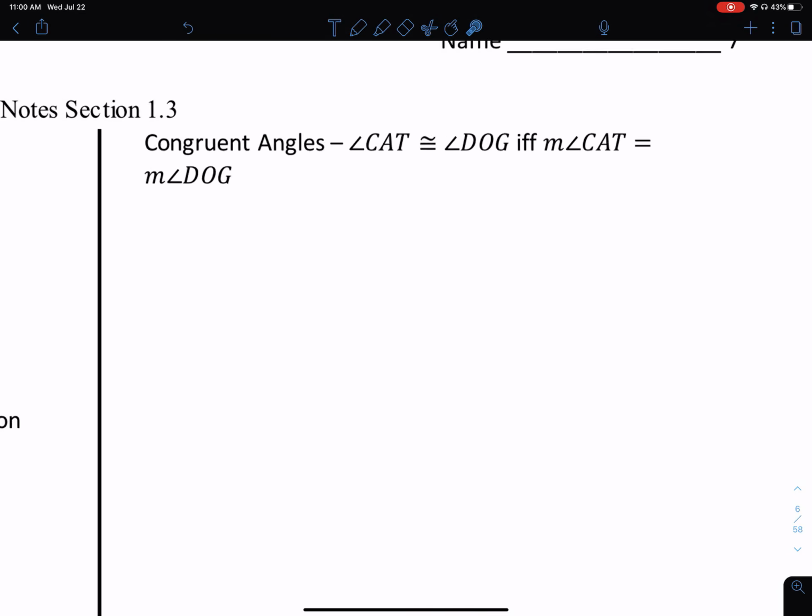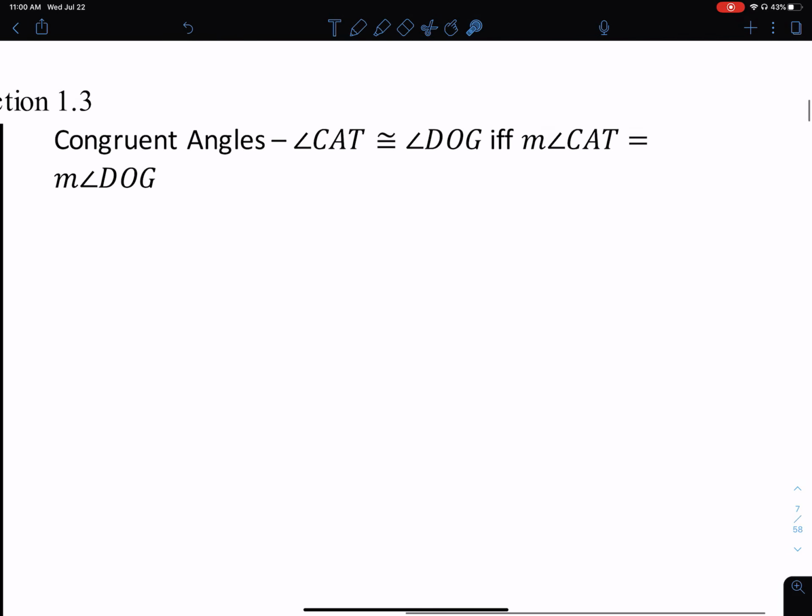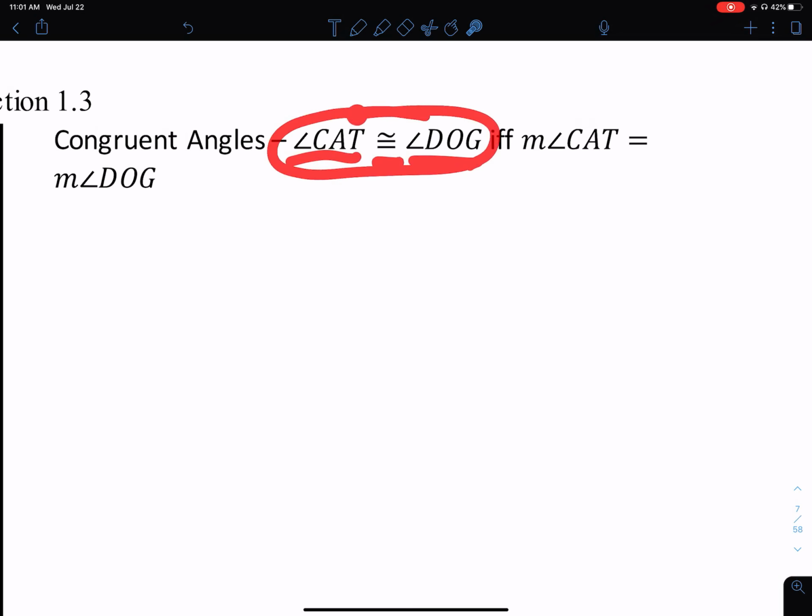Congruent angles. Now this should look familiar because we had the definition in the previous section of congruent segments. It's how we started section 1.2. It's the same concept, but we're talking about angles. Angle cat is congruent to angle dog. These are talking about pictures, meaning they're the exact same shape and size, if and only if the measure of angle cat is equal to the measure of angle dog. The measures are numbers, equal signs are numbers.